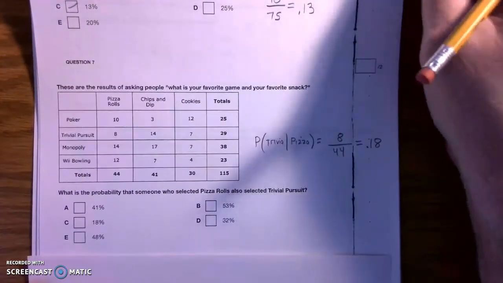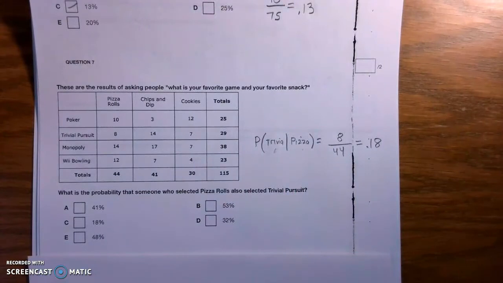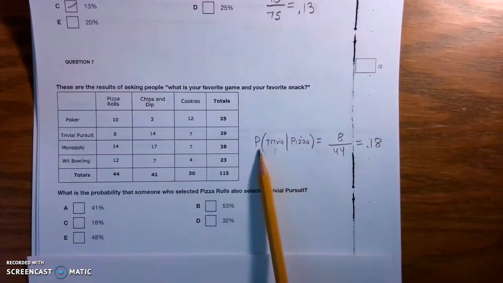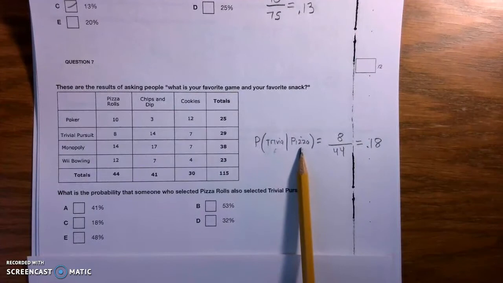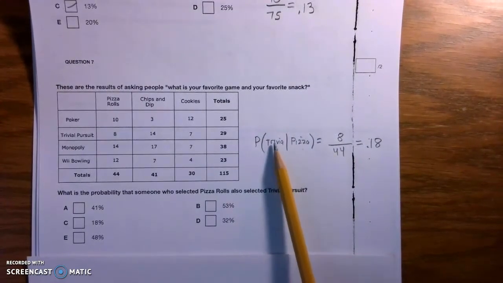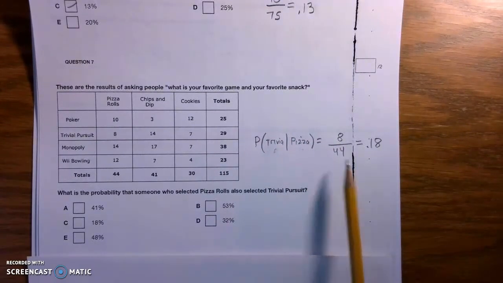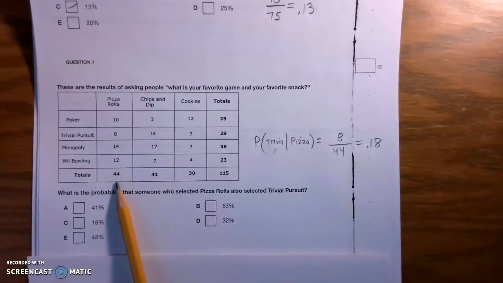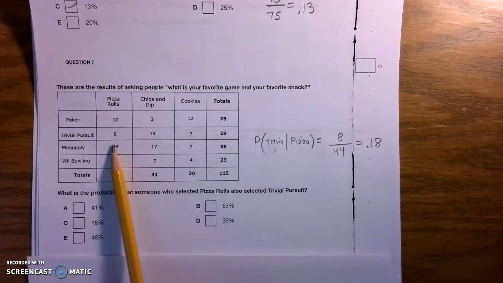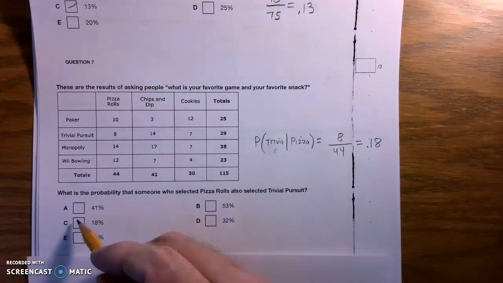All right, this next one is the table. This is conditional probability. All right, of the people who like pizza, how many of those also chose trivia? Just the trivia goes on top, 8. Pizza on the bottom, 44. Remember, pizza rolls is right here, 44. Of those, 8 like Trivial Pursuit, okay? I divided that, I got 18%. Right here.